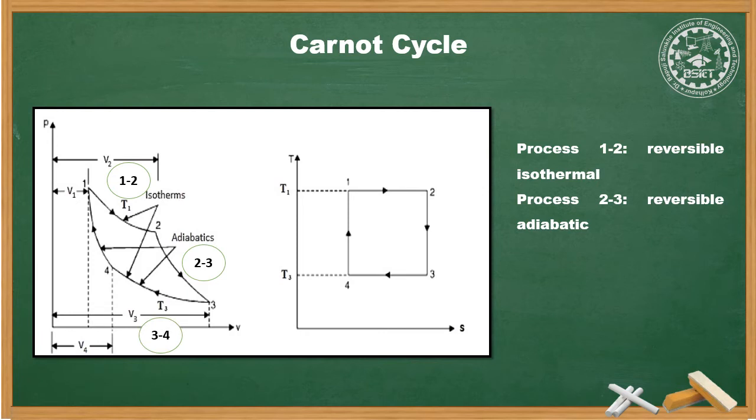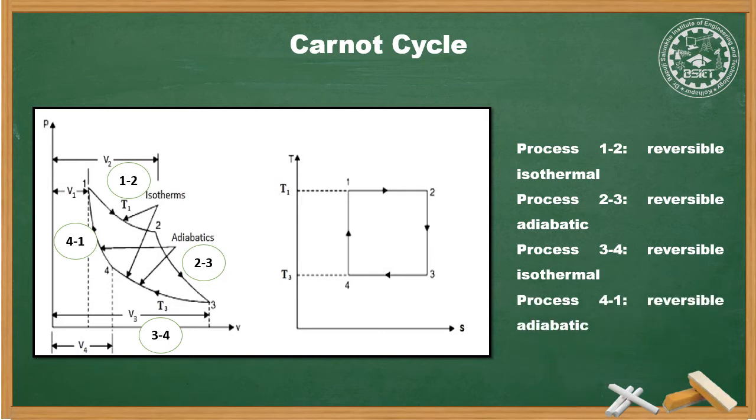Third is process 3-4. Air is compressed reversible isothermally, that is, without friction at constant temperature. At temperature T3, heat is rejected during this process. And last is process 4-1, that is reversible adiabatic. Air is compressed reversibly adiabatically from temperature T4 to T1.